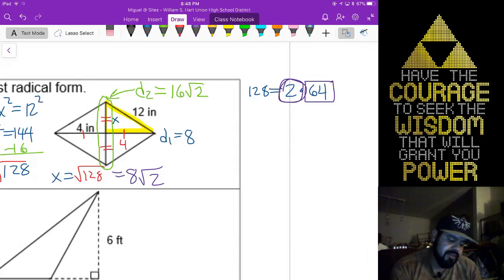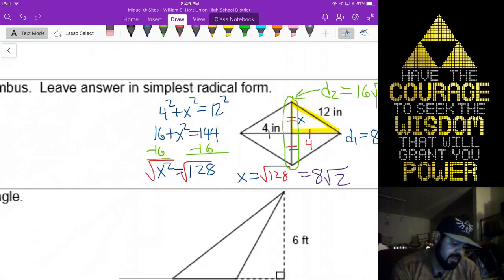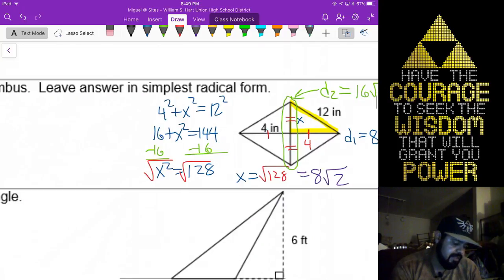So then jumping back over to our formula, area equals 1/2 of 8 times 16 rad 2. Again, I can be picky about how I want to multiply, so I'm going to take half of 16 first. That'll give me 8 times 8 rad 2, which will be 64 rad 2 inches squared.